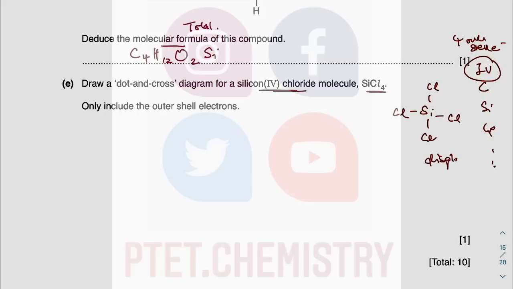This is called a display formula. Display formula is where I show all the bonds. Why did I start from here? Because I know it's very easy to get it correct. Silicon, like carbon, forms 4 covalent bonds. 1, 2, 3, 4. Silicon has 4 outer shell electrons. It has used 1, 2, 3, 4 for bonding. There is no other electron on silicon.